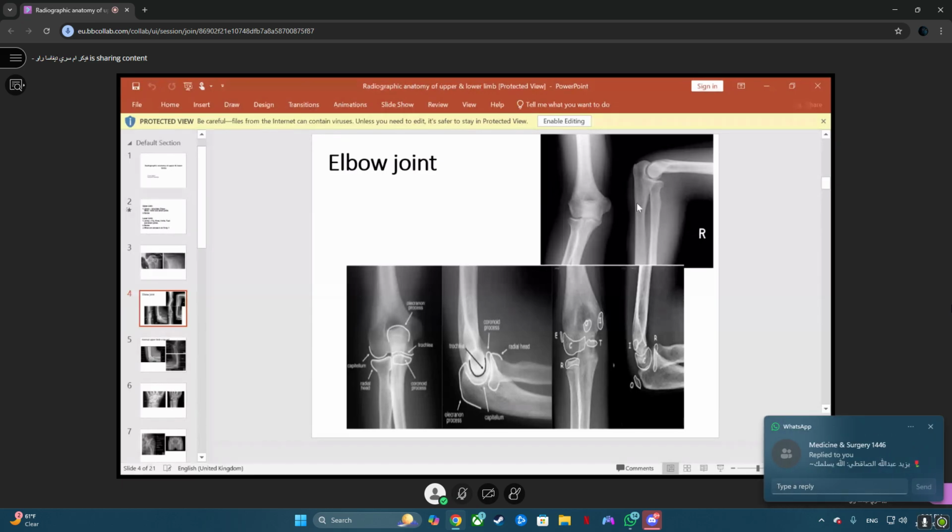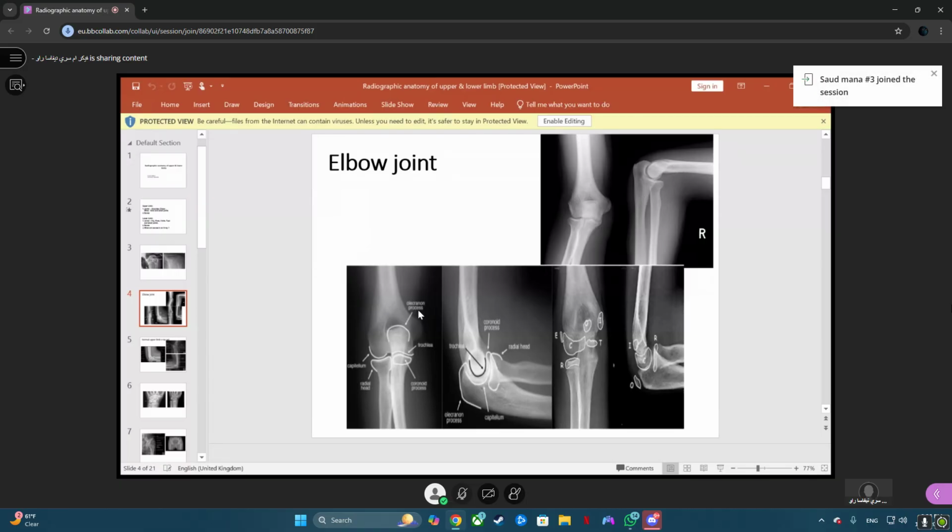This is the humerus, this is the radius, and this is the ulna. This joint we call the elbow joint. Here also you can see the olecranon process of the ulna, the head of the radius, and the humerus. Basically, in the X-ray you should be able to identify the joint and the bones taking part in the joint. Next, in detail, what are the parts involved in the formation of the joint?